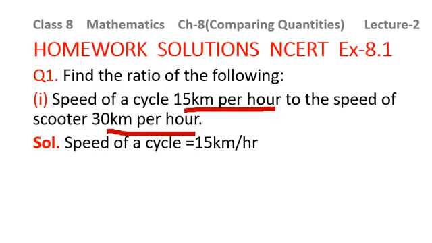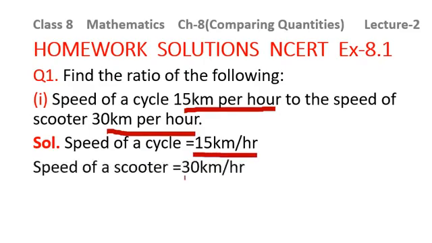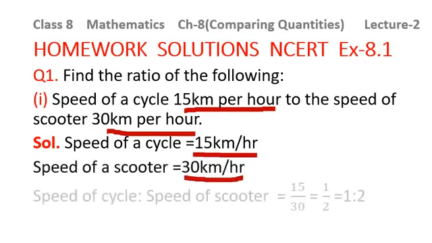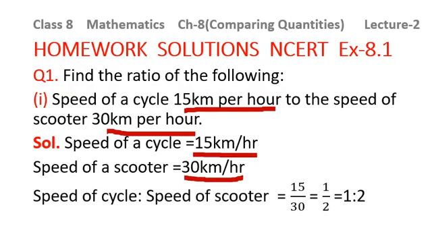So let us see, speed of the cycle is 15 km per hour. Speed of the scooter is 30 km per hour. Then we need to take the ratio. Simple as this. It will be 15 over 30. That will give you 1 over 2. That is 1:2, or 1:2 will be the answer.